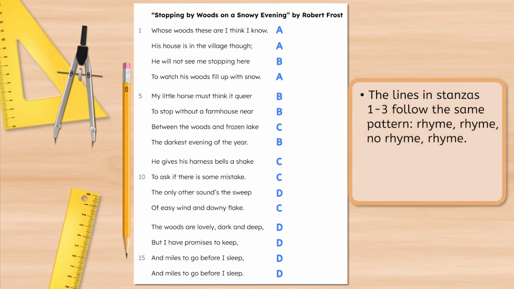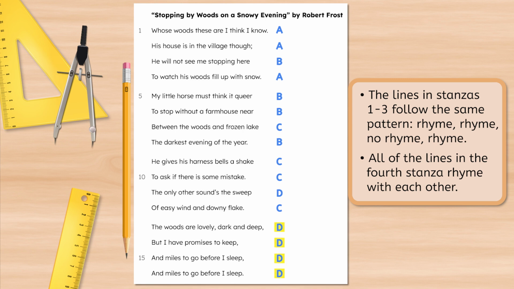The lines in stanzas 1 through 3 follow the same pattern. Rhyme, rhyme, no rhyme, rhyme. You also might have noticed that all of the lines in the 4th stanza rhyme with each other. Once you notice these patterns, you can really see how poets intentionally structure their poems. Great job! Next, we are going to talk about meter.